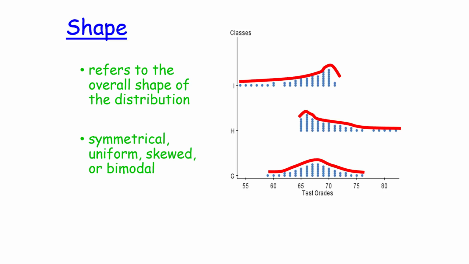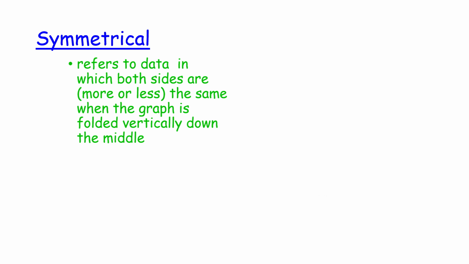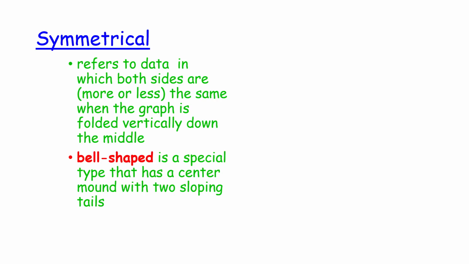Let's talk a little bit more about symmetrical. So symmetrical refers to data in which both sides are more or less the same when the graph is folded vertically down the middle. Now a bell-shaped distribution is a special type that has a center mound with two sloping tails, like we see here.